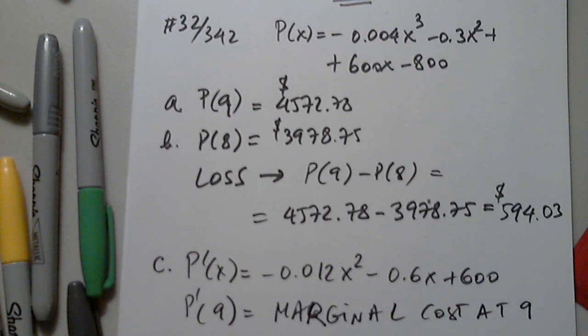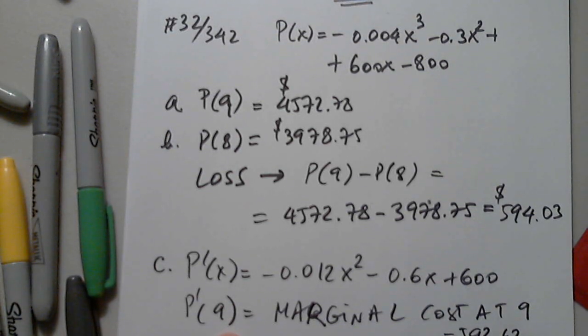Okay, so I'm going to share. I'm going to go to the calculator. I'm going to plug in the second row the derivative, negative 0.012 x squared, and then minus 0.6x and plus 600. And I don't have to do anything because it will pop up right here for 9. 593.63.